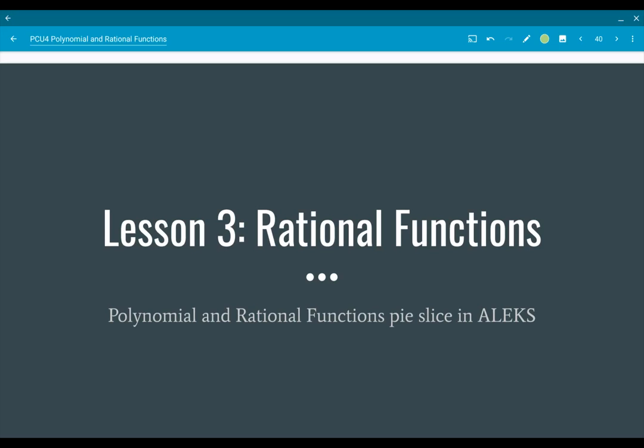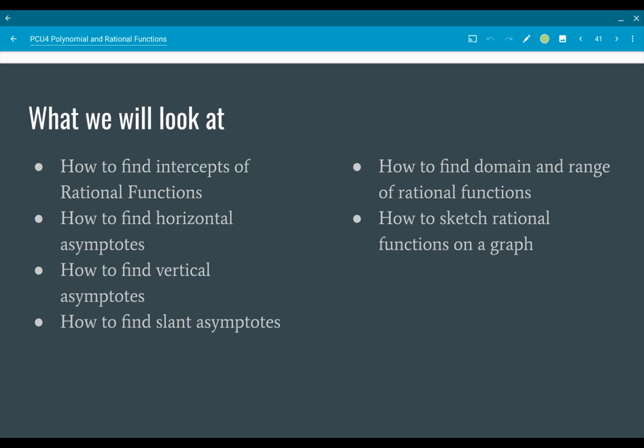In lesson 3, we're going to look at rational functions. Again, this is the polynomial and rational functions unit. So we're going to look at finding the intercepts of rational functions, horizontal and vertical asymptotes, how to find slant asymptotes, domain and range, and how to sketch them.